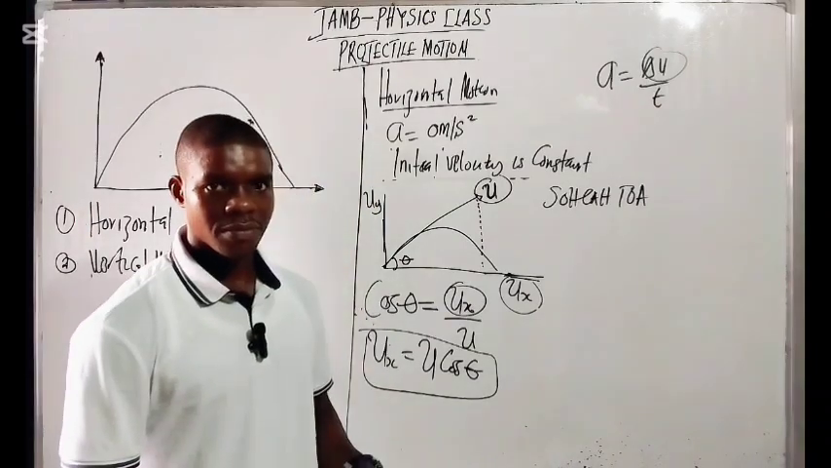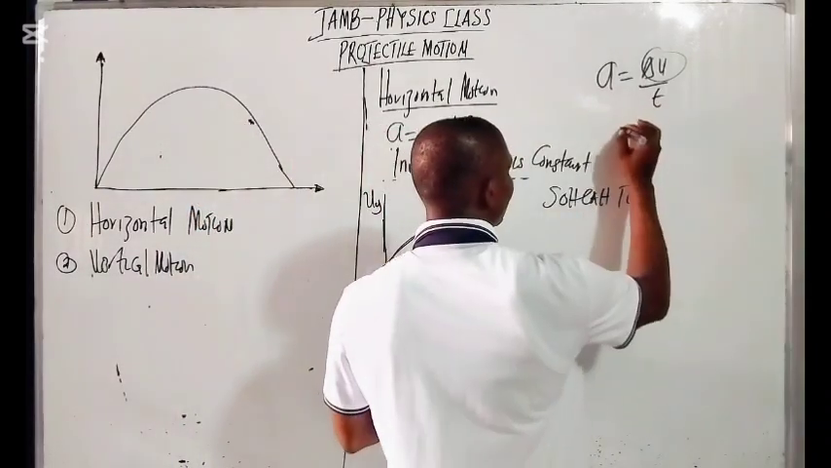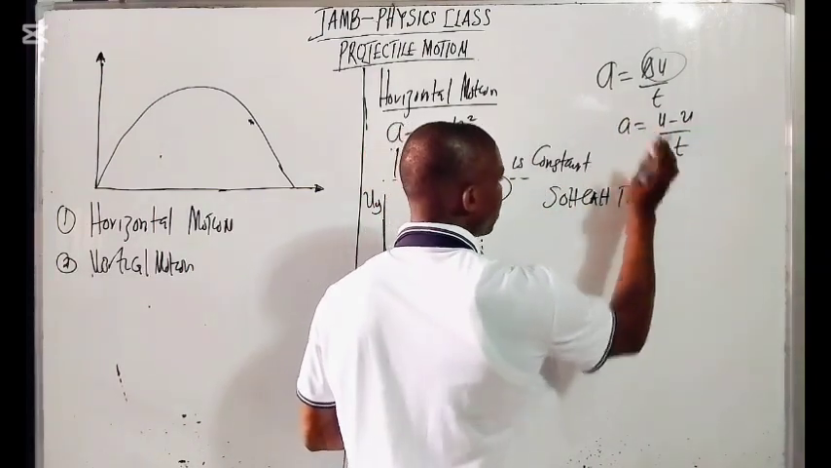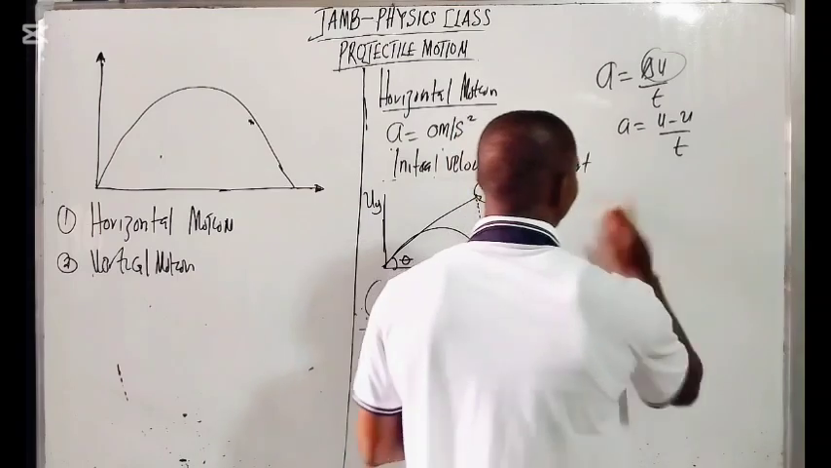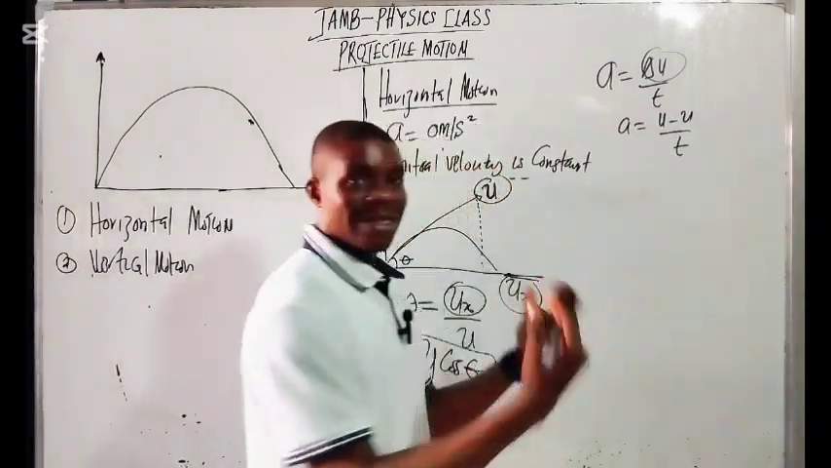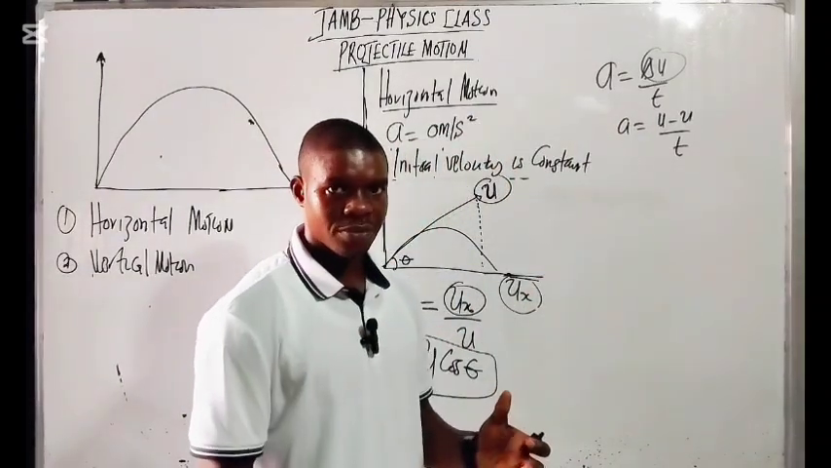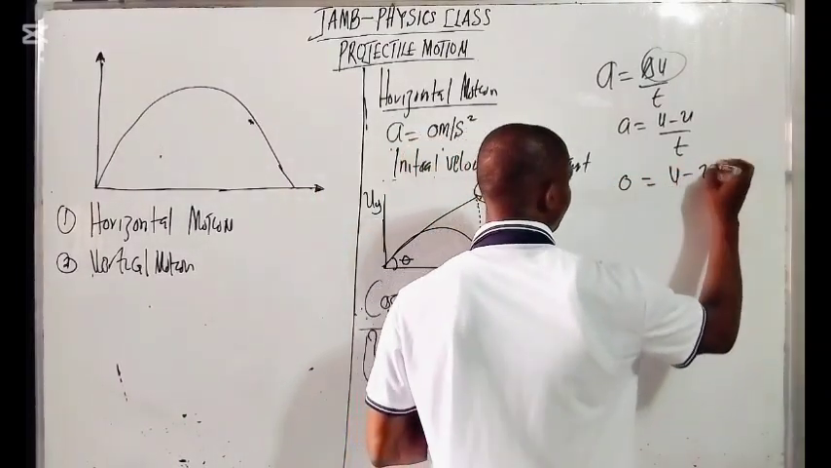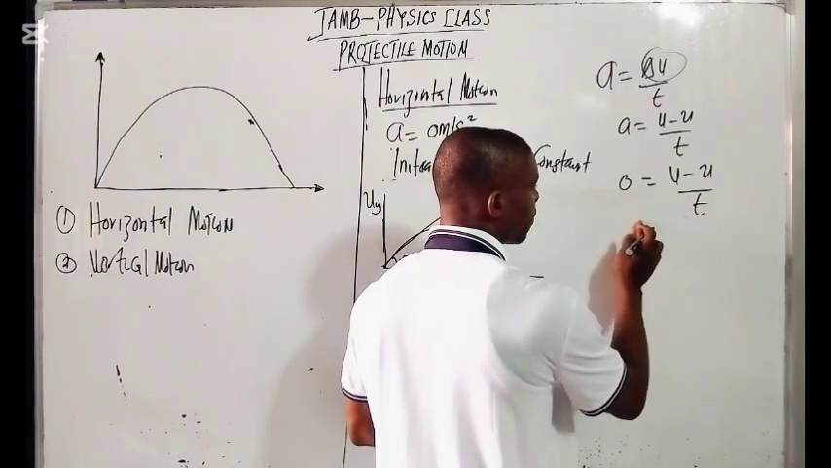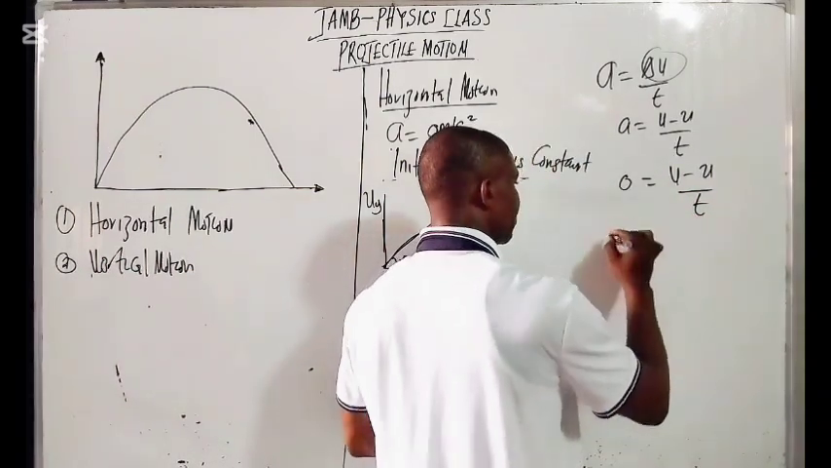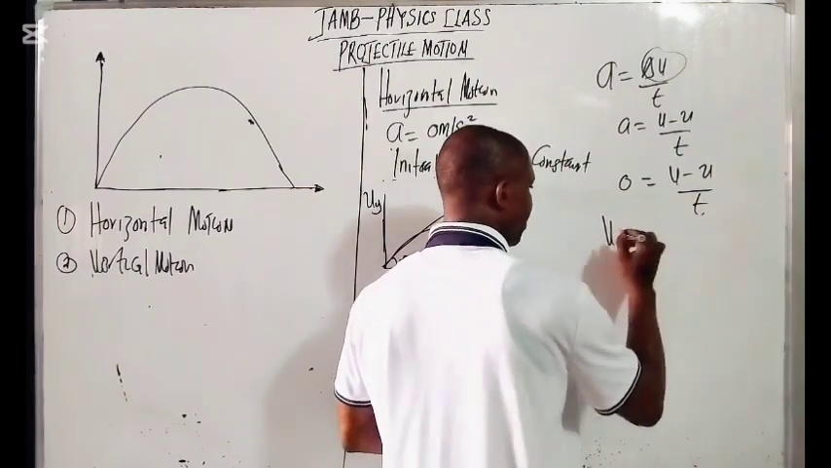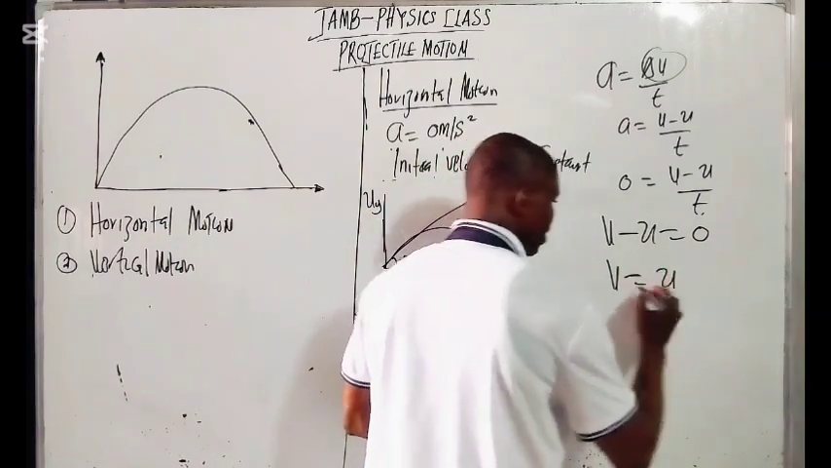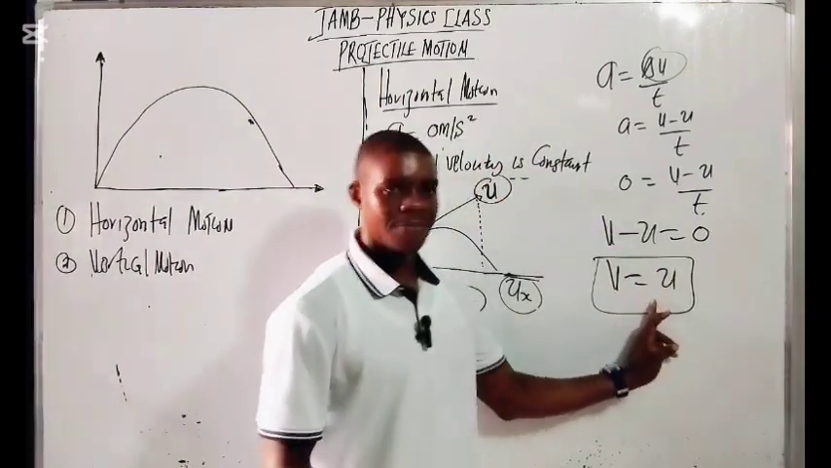That means, because here we have a equals v minus u over t, right? So if this is already equal to 0, because it's always 0 in the horizontal, since no acceleration is acting on it, let me just explain so you understand this. 0 equals v minus u over t. If you cross multiply, what will happen here? t times 0 is going to be 0, right? So v minus u equals 0, right? Can you tell the answer here? v equals u. Then there's no change in velocity.